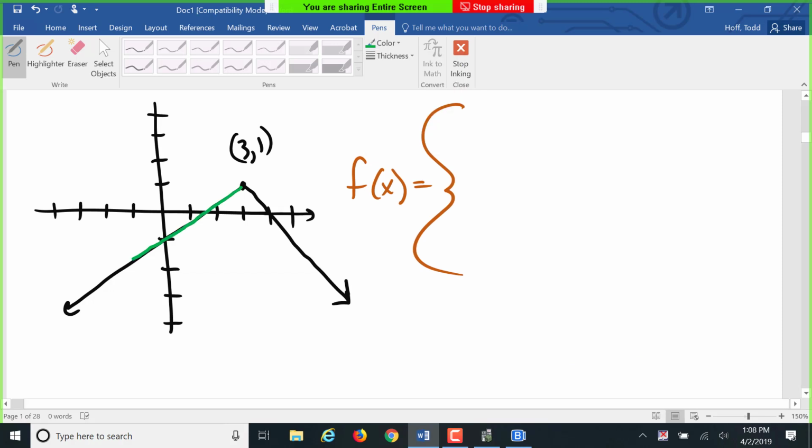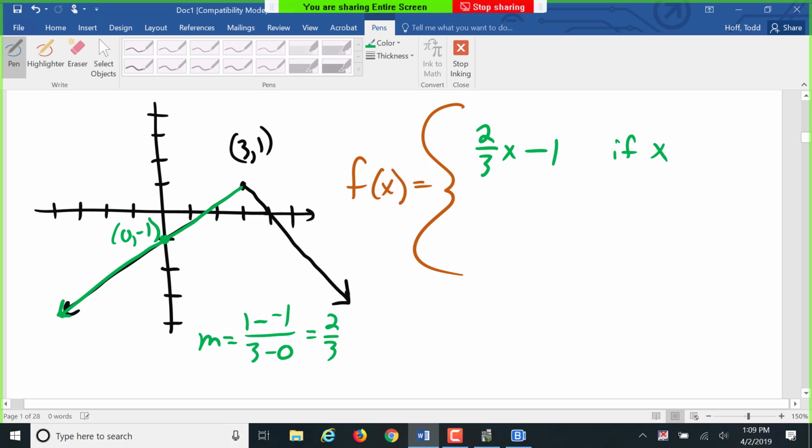So let's look at this green piece here first. What'd you get for an equation for that? Two-thirds x minus 1. Perfect. The y-intercept does go through (0, -1) here, so that's where the minus 1 comes from. And if you find the slope there, m is going to be 1 minus a negative 1 over 3 minus 0, which does give us the two-thirds slope.